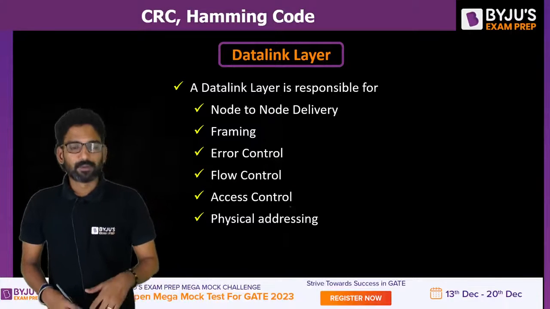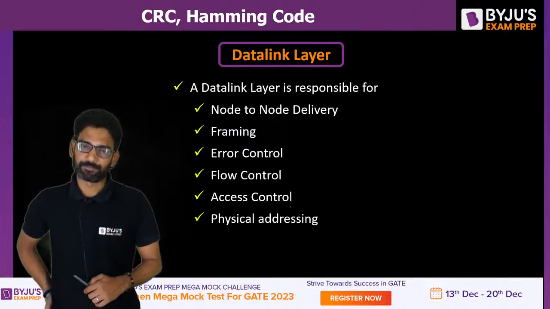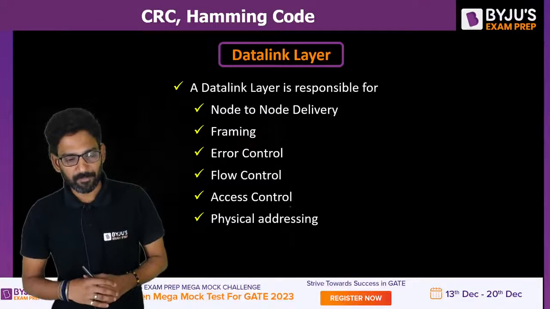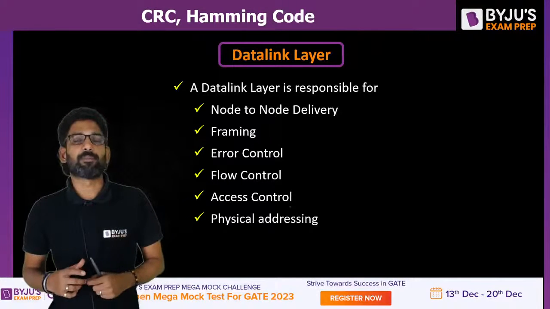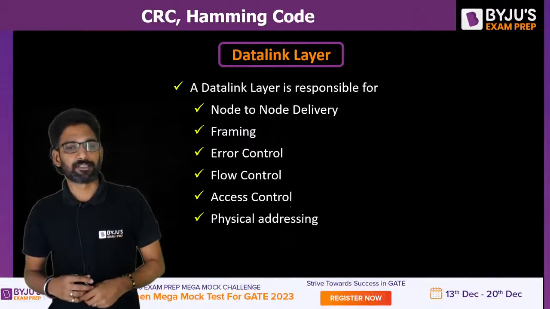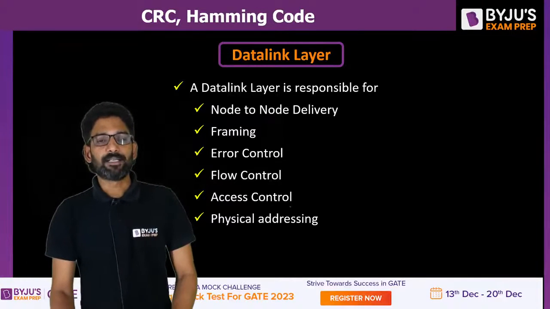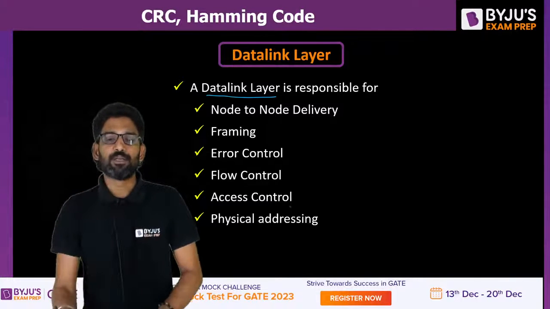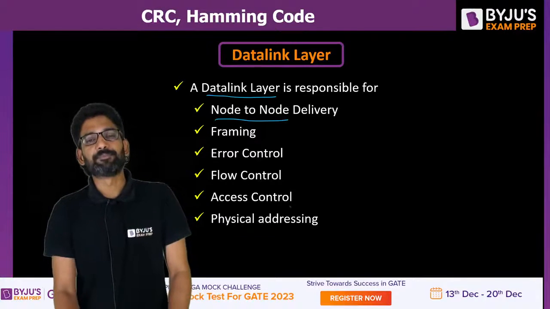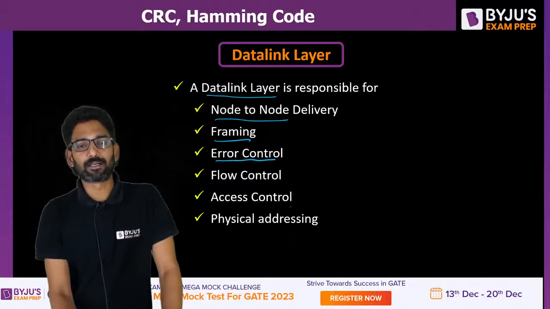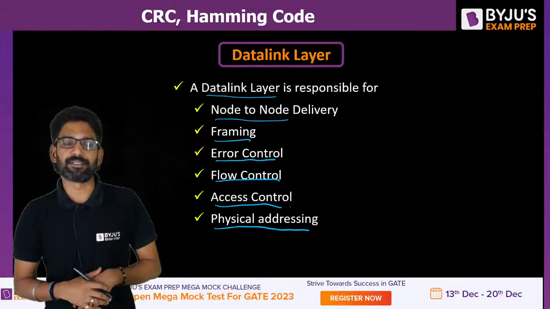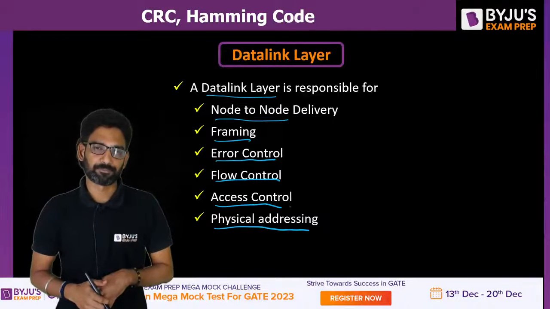Now, moving on to the topic. Whenever we say CRC Hamming code, firstly, we just need to recall once about data link layer functionalities. We know that data link layer, which is layer 2, is responsible for node to node delivery, framing, error control, flow control, access control and physical addressing. These are the various functionalities the data link layer is supposed to perform, right?